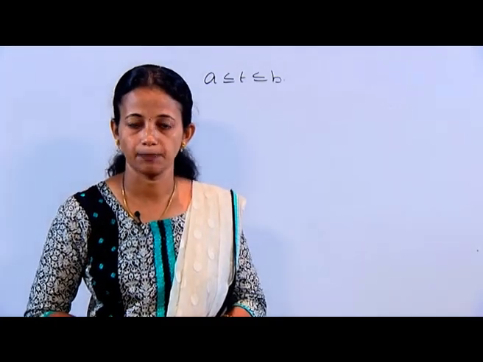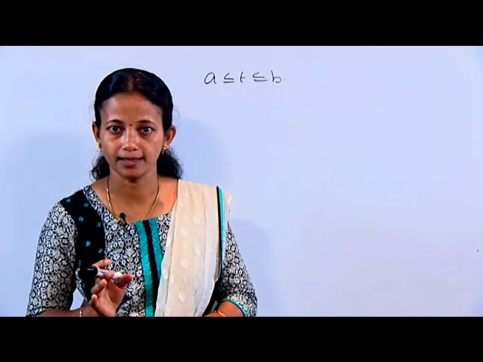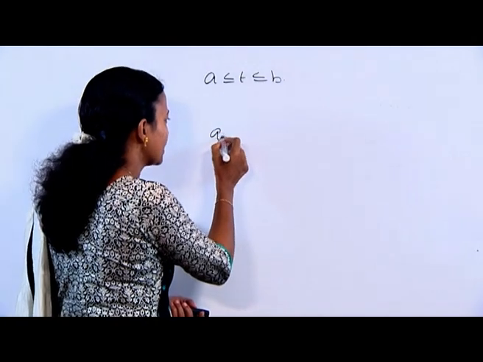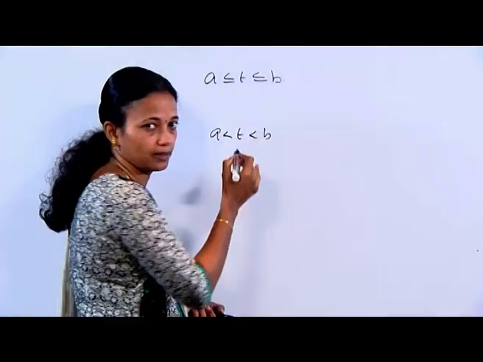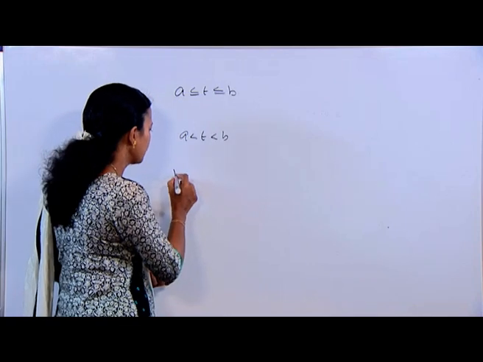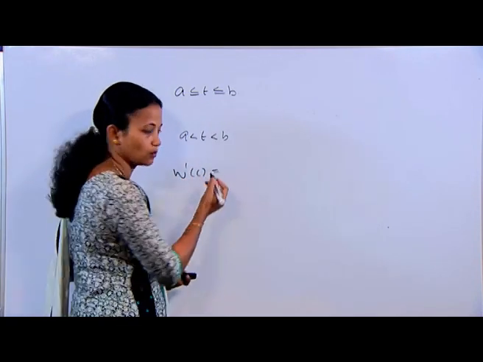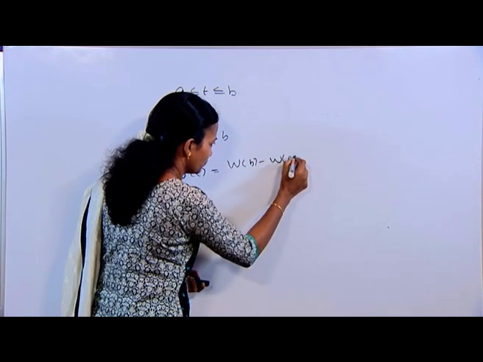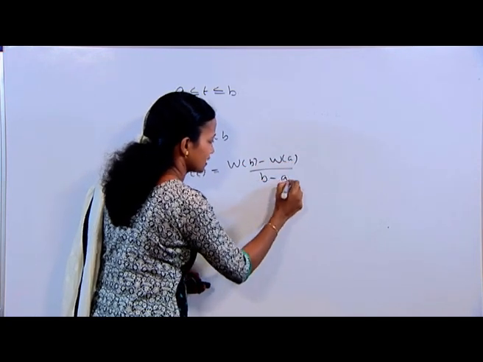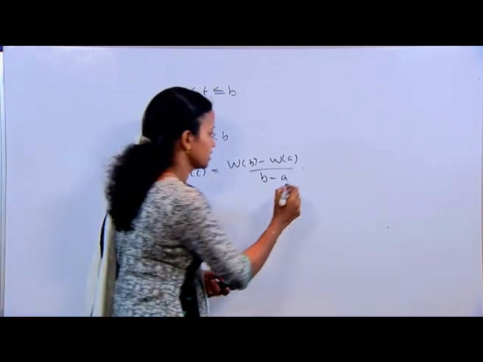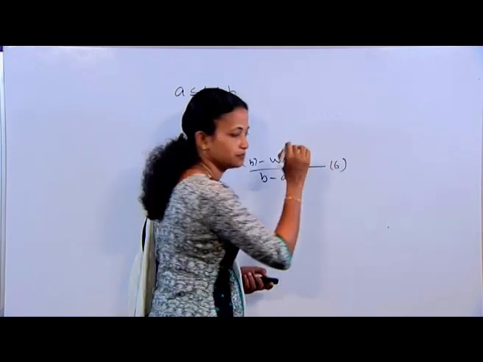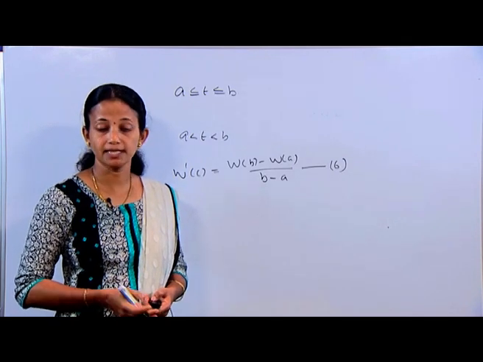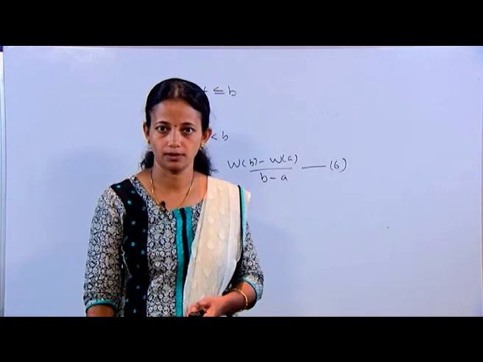To be precise, it is not necessarily true that there is a real number c in the interval a less than t less than b, such that w dash of c is equal to w(b) minus w(a) by b minus a. Equation number 6. The following example illustrates this, that is, the mean value theorem does not hold.